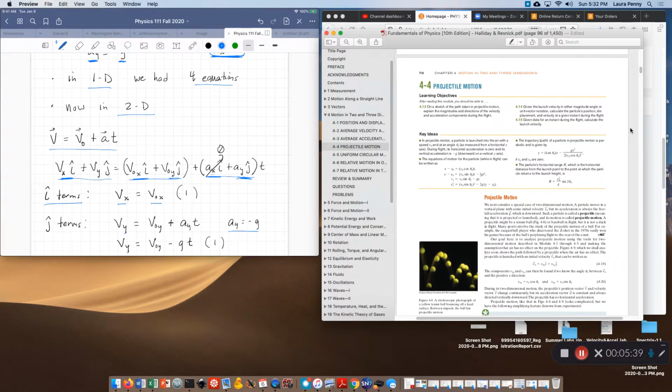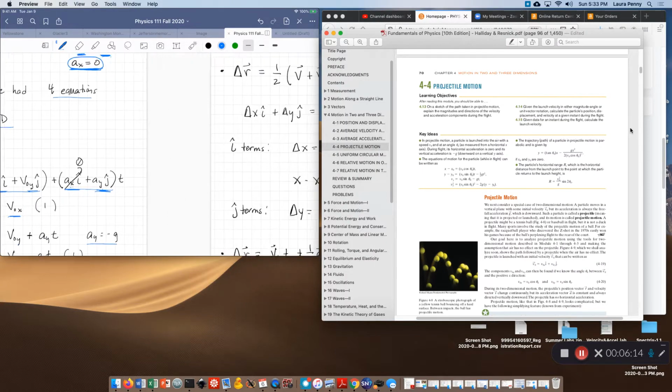But what I do get out is that in the J hat terms, the final Y velocity is the initial Y velocity minus GT, which looks very similar to the equation one we had for vertical motion, but we've just added these subscripts of Y here, telling us that this is the Y velocity and initial Y velocity, and there's also X velocities. So this is not the total velocity, it's just the Y components of them. But that's what we're going to have for our equation 1.